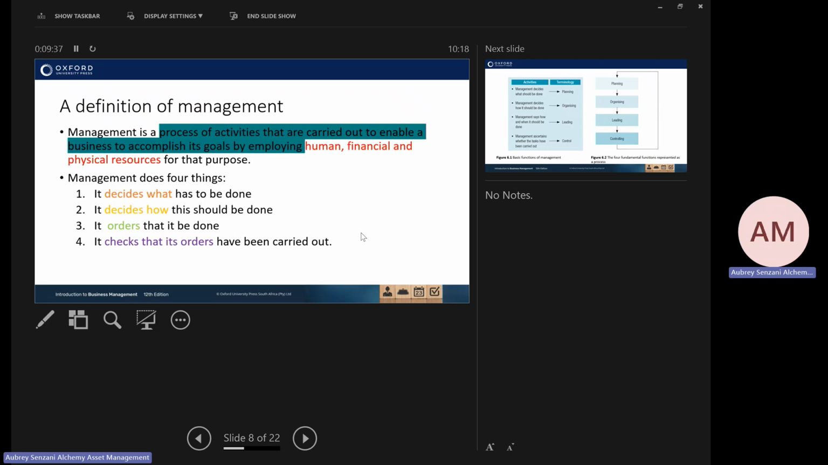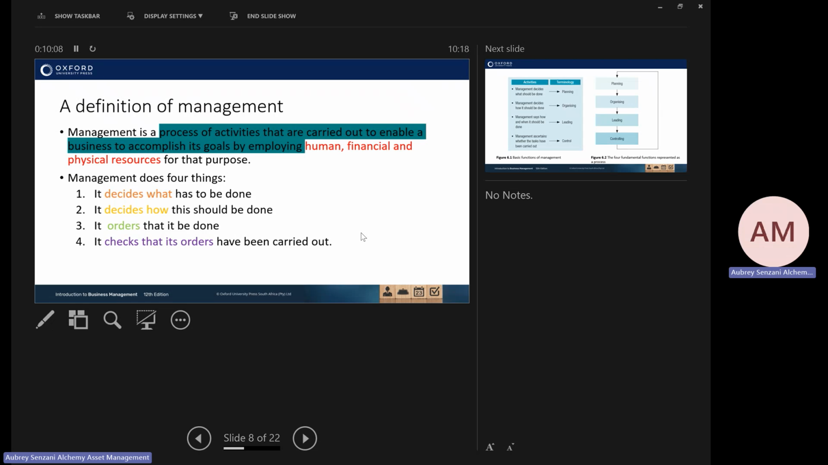So here, management is the process of activities that are carried out to enable a business to accomplish its goals by employing human, financial, and physical resources for that purpose. So here you can see how they're nicely connecting the dots to our resources, right? And then obviously the activities that take place. So just take note of those keywords when you are defining what is management.